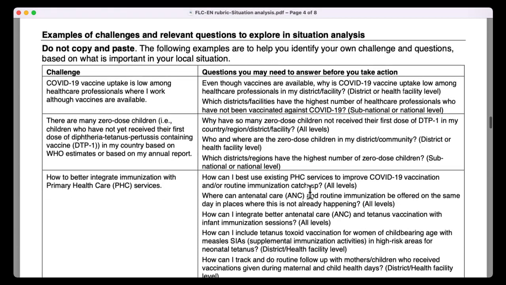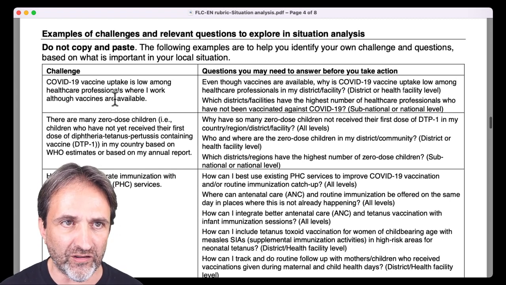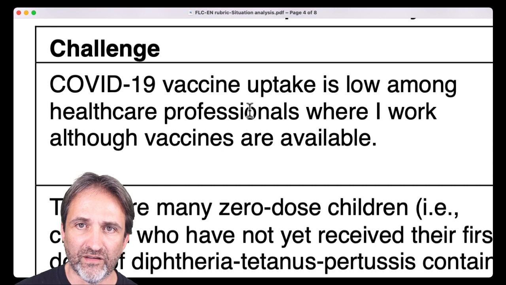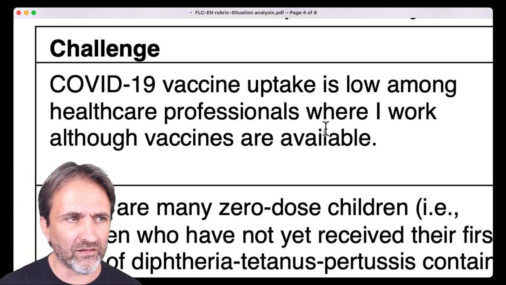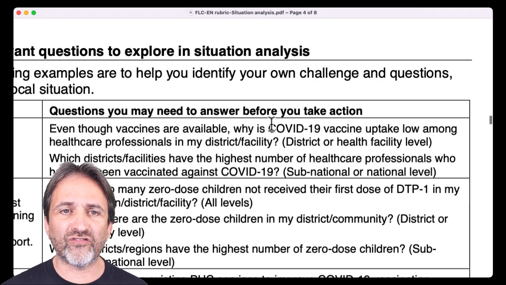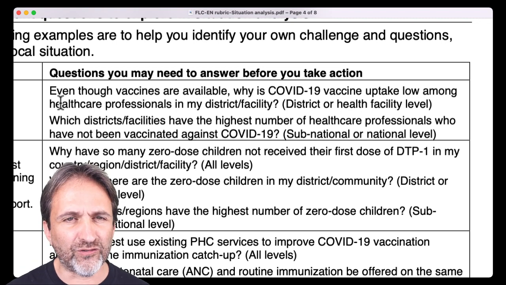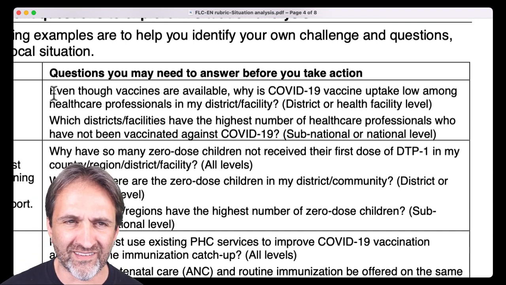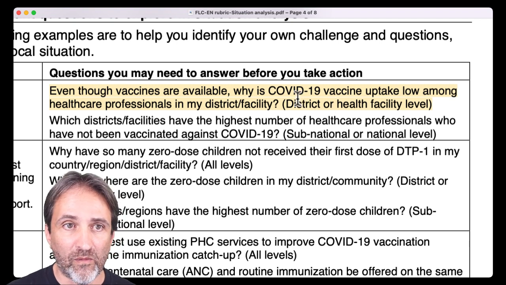So let me give you a quick example. And don't worry, I'm recording additional tutorials that go into much greater detail on each of these. But for example, if your challenge is that COVID vaccine uptake is low among healthcare professionals where you work, even though vaccines are available, so it's not the supply that's a problem, it's on the demand side, what are the questions you could try to tackle with your situation analysis? Here are two examples. These are examples. Please do not copy and paste these. I know some of you may end up doing that for lack of time or whatever it may be, but still. So one question could be, even though vaccines are available, why is uptake low among healthcare professionals in my district or facility?